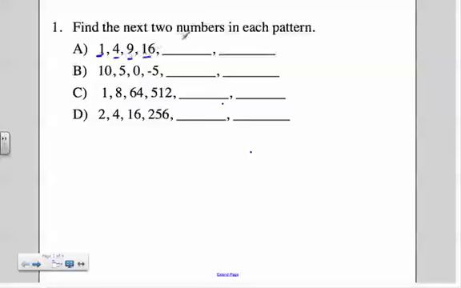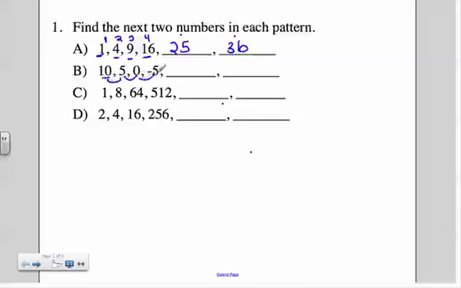Hopefully you can recognize that these are the perfect squares. So the next one would be 25, followed by 36, because the pattern goes the first term, or n equal to 1, is 1 squared, n equal to 2, or the second, is 2 squared, 3 squared, 4 squared, 5 squared, and 6 squared.